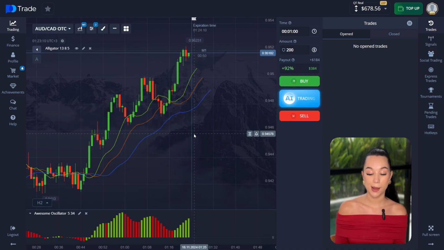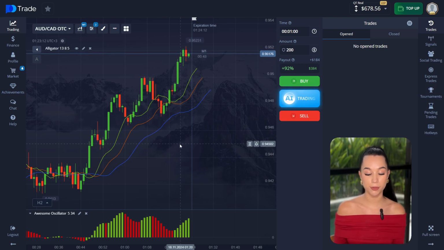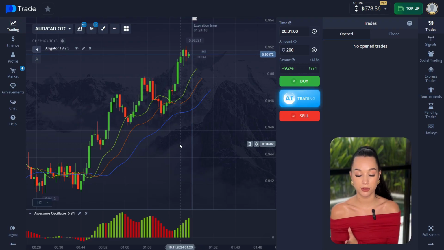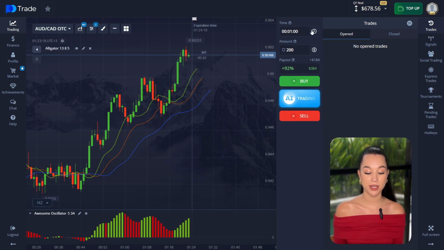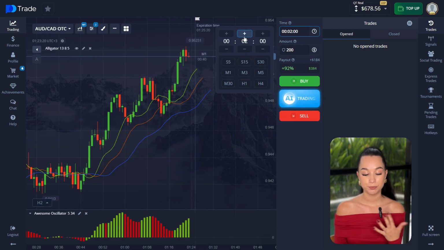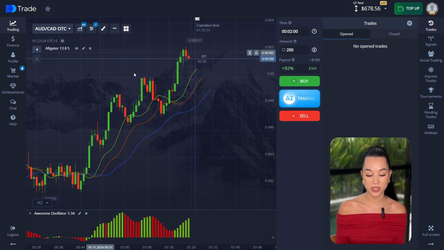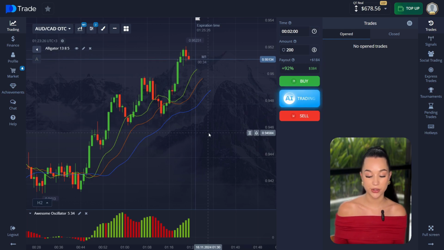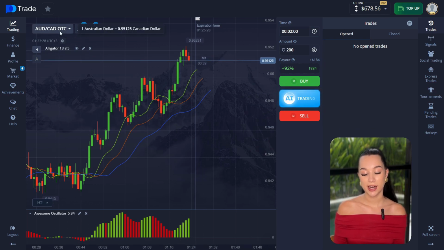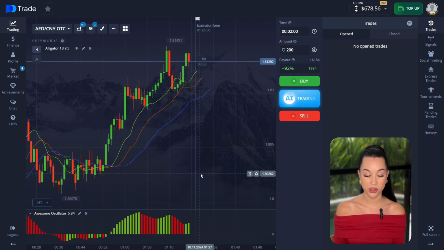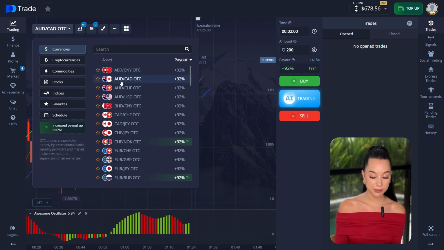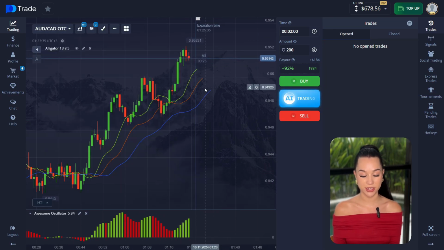I recommend using this strategy with an expiration time from 1 minute to 10 minutes. 10 minutes will also work well here, because the Alligator indicator works for longer expiration times and time frames, since it shows us the trend of the chart, and the trend could continue, right? That's why the Alligator indicator is usually used for longer expirations. And the Awesome Oscillator is a more sensitive indicator.